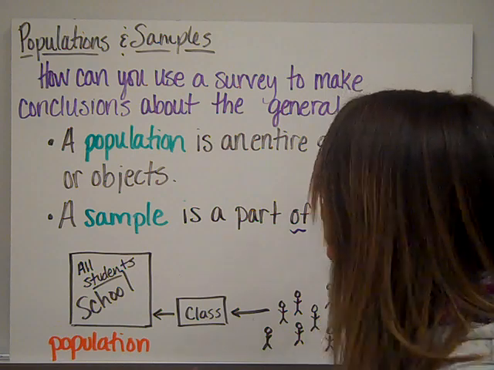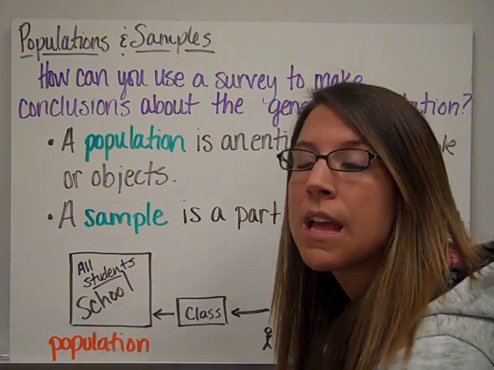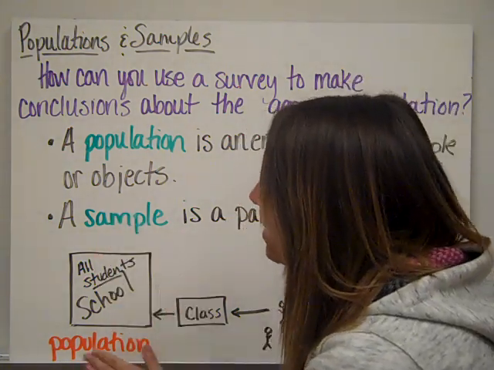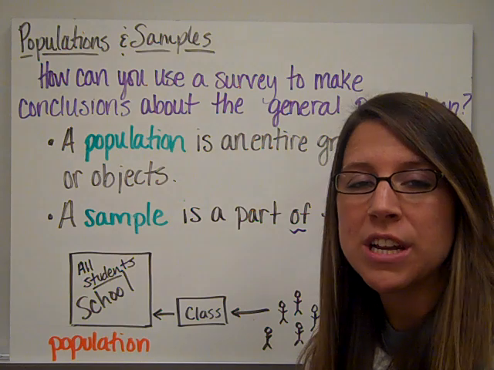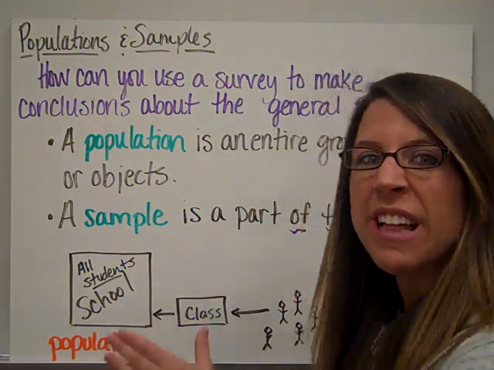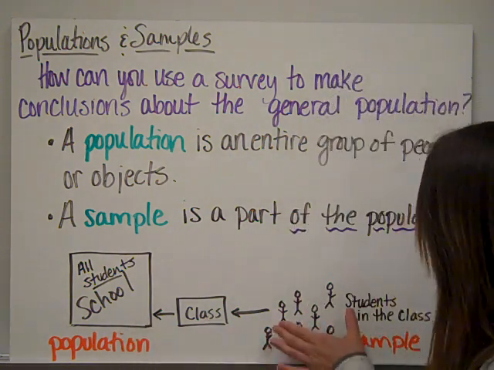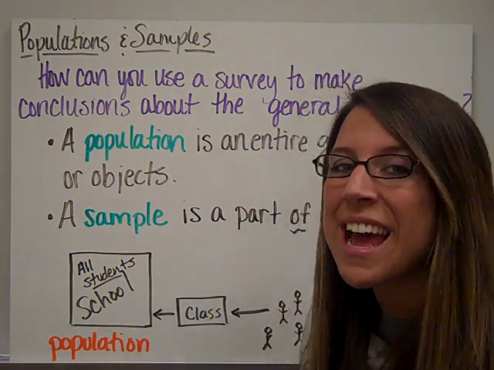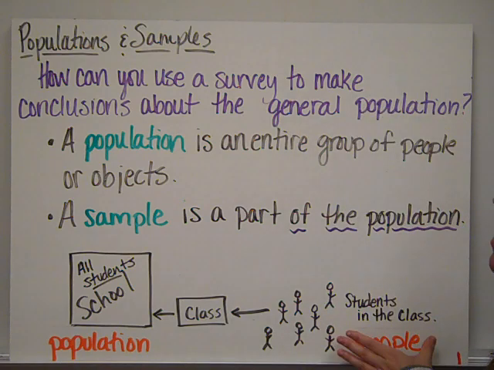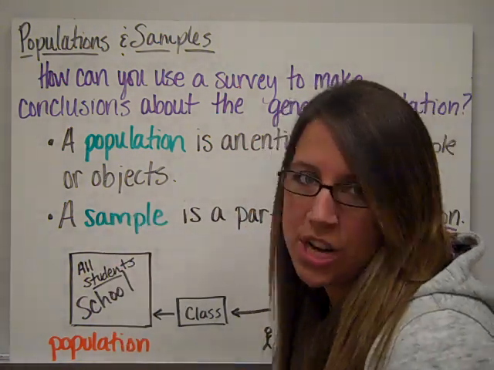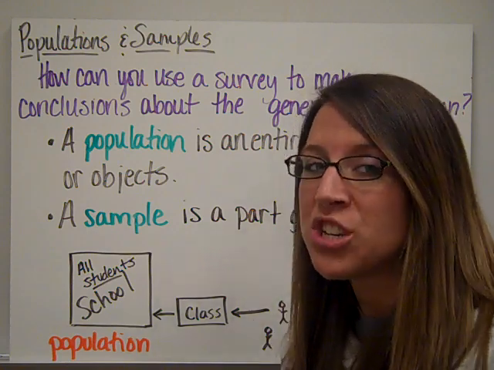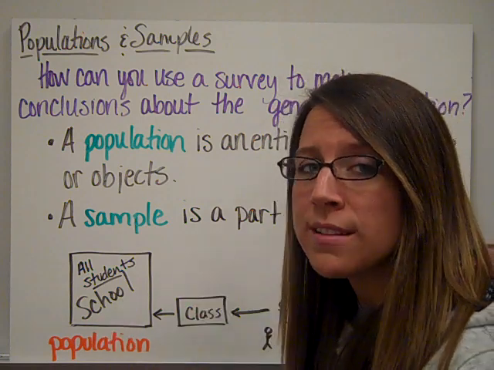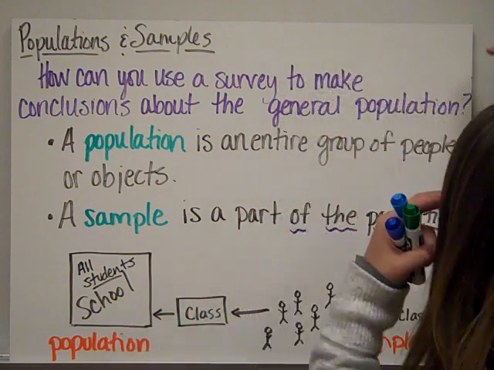So here's an example. If you had all students in a school and you wanted to know information about the students in that school, the entire school worth of students would be your population. Now, within a school, you have a class of students. Let's say you survey your math class, the students in that class are the sample and they represent the population. So they are part of the population that you get to question in order to make conclusions about all students in the school.